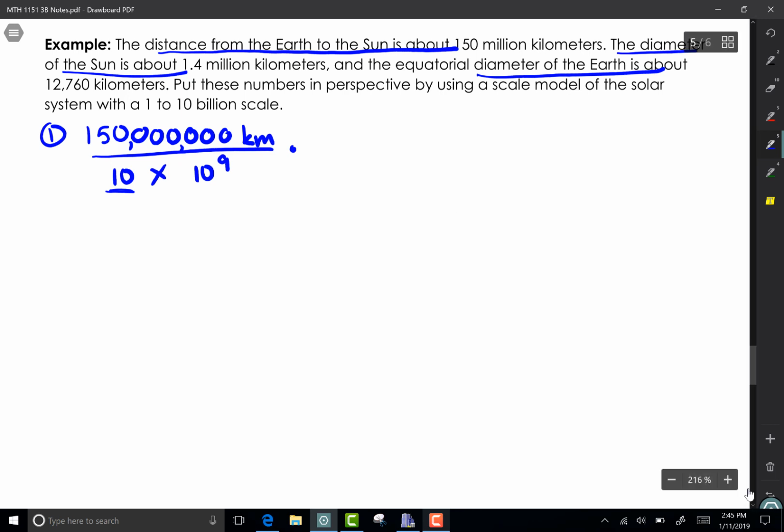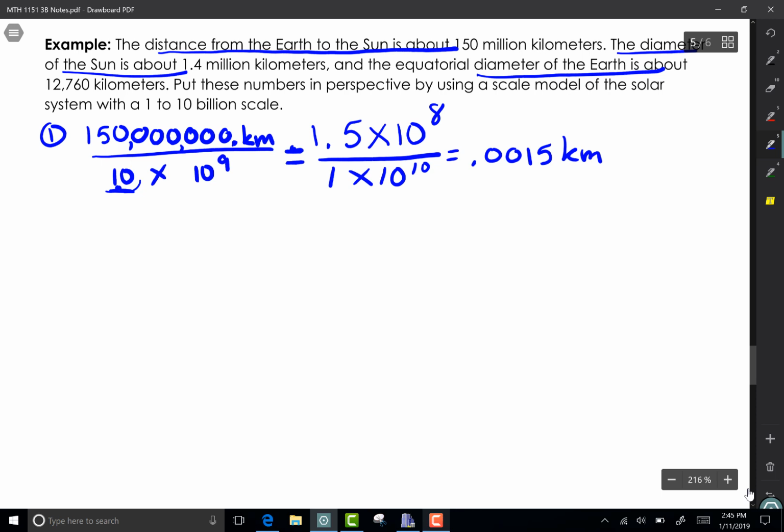So I'm going to write this as equals 1.5 times 10 to the 8th, because I'm going to move my decimal from here over 8 places. And then on the bottom, I'm going to write this as 1 times 10 to the 10, because I'm moving this over 1 place. So I'm going to add a number in my exponent from 9 to 10. Now, when I divide this on my calculator, I'm going to get 0.0015 kilometers. Now, that's really hard to imagine.